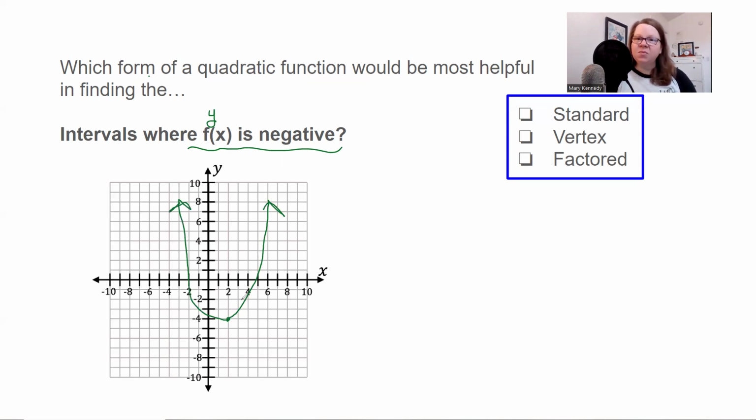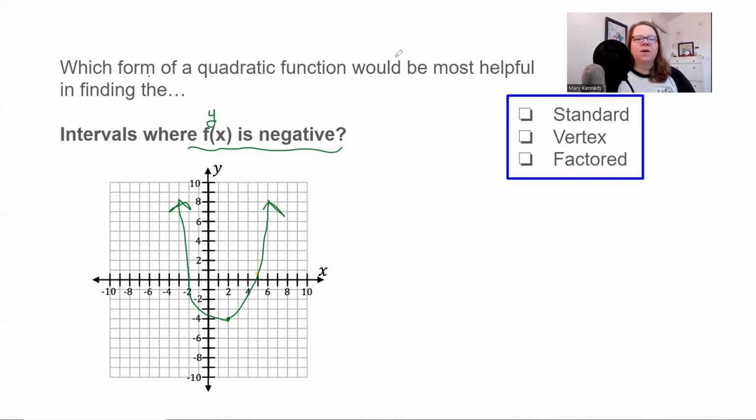This is a great example of how the sketch does not have to be perfect in order for you to still make sense of it, because mine definitely doesn't look symmetric like it should. But you have an idea here, and think about where the values of y are negative, right? The y values here, like these are all positive y values. So those are not what we're looking at.